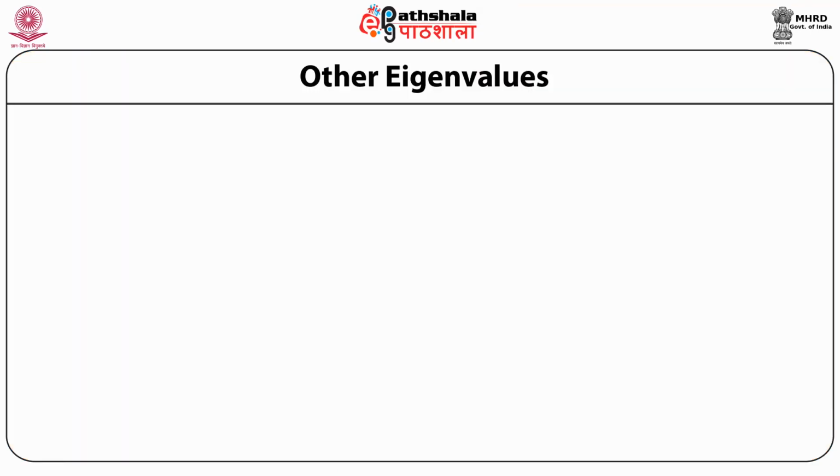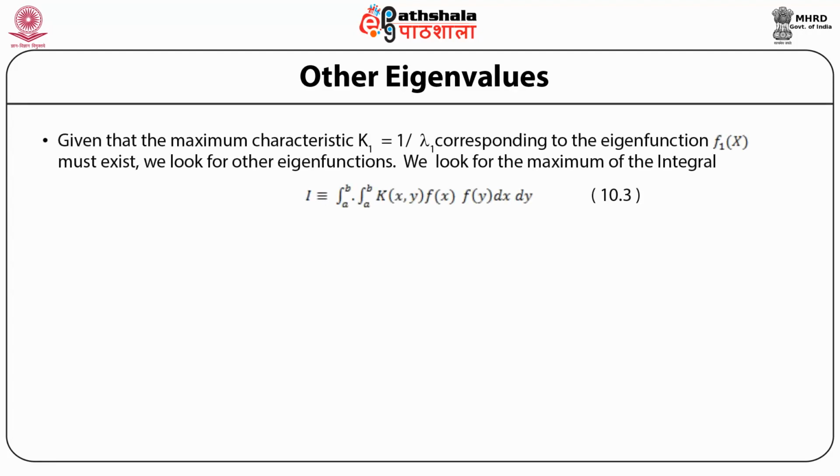In the previous module, we obtained one eigenvalue of the inhomogeneous Fredholm equation. We will now try to obtain the other eigenvalues. Given that the maximum characteristic value k1 = 1/lambda1 corresponding to the eigenfunction f1(x) must exist, we look for other eigenfunctions. We look for the maximum of the integral I, defined as the two-dimensional integral over dx dy, with the limits on both variables from a to b. The integrand is K(x,y), the kernel, f(x) and f(y).